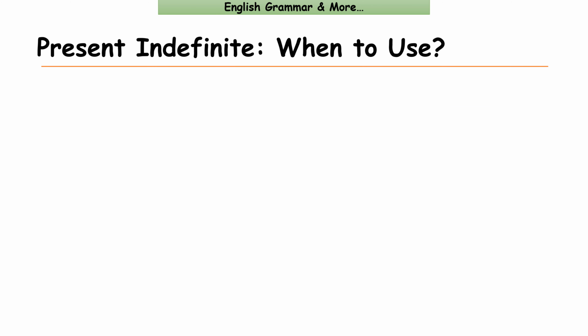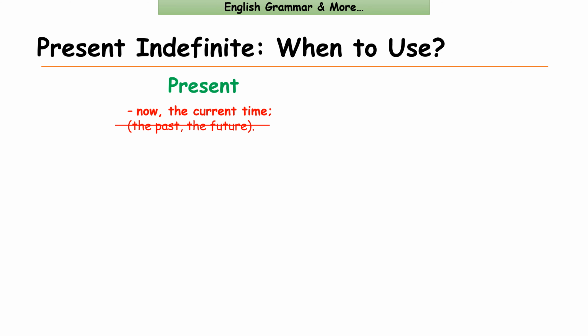Now let's see when we use present indefinite tense form. When we say it's present tense, it means the action happens at the present moment, currently, now. It does not happen in the past, nor in the future. And when we say it's indefinite, it means it lacks precise limits. Now, specifically speaking, we use present indefinite tense form in the following cases.